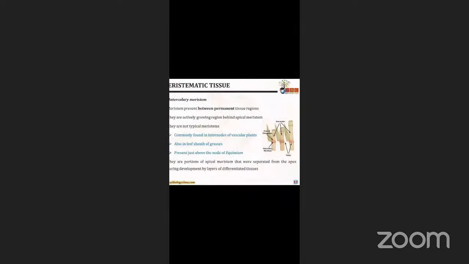Next, theories. Some theories were proposed by different scientists regarding apical cells and apical meristems. Three types of theories were proposed by different scientists. They are Nageli, Hanstein, and Schmidt, who proposed different theories. Among these three, the first one is the apical cell theory, proposed by Nageli.